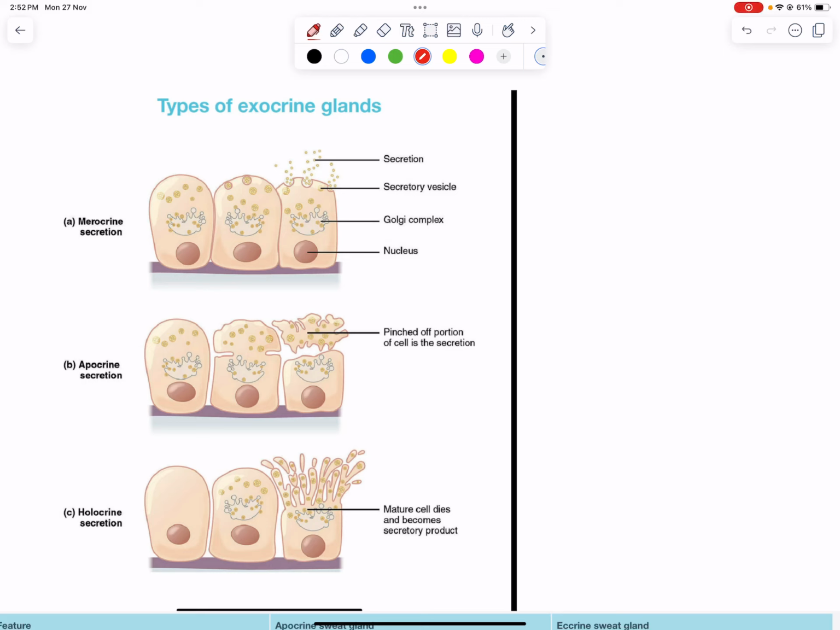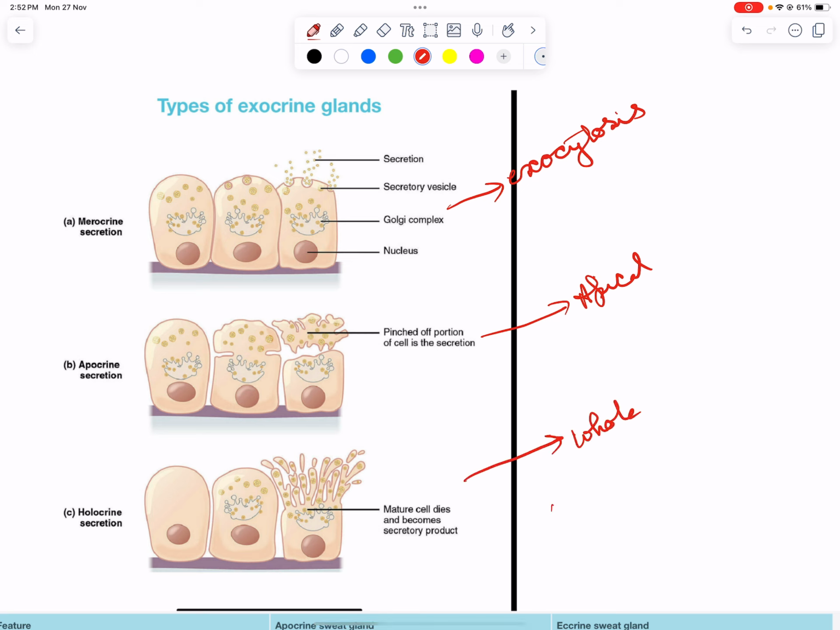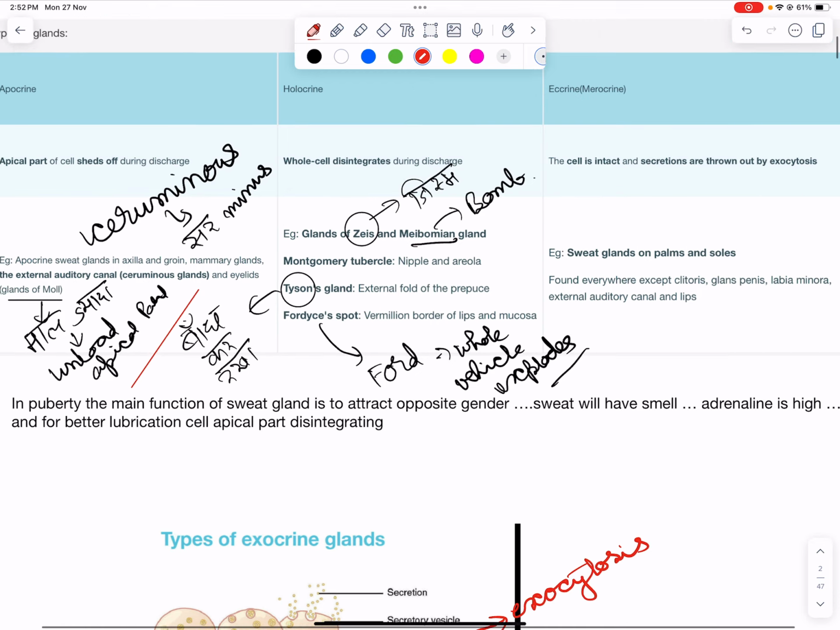In types of exocrine gland, in Merocrine, the vesicles are secreted by exocytosis. In Apocrine, the apical part goes off. And here, Holocrine. Now in the word holo, whole. So the mature cell dies and becomes the secretory product. So from here you can remember the difference between the different types of exocrine gland.